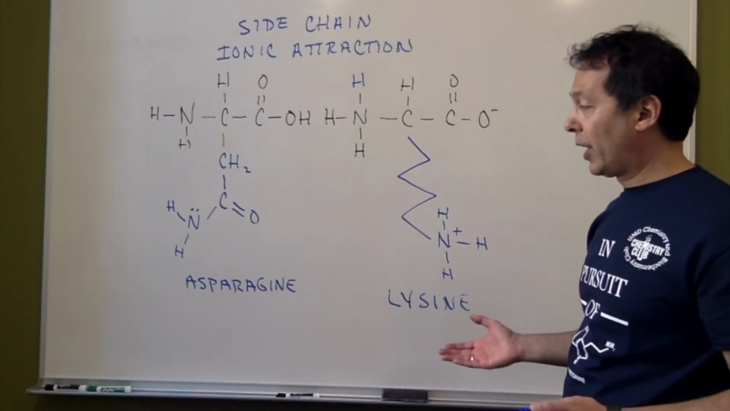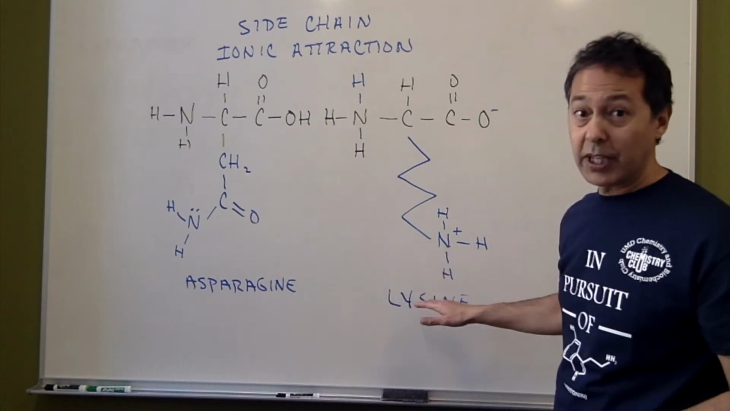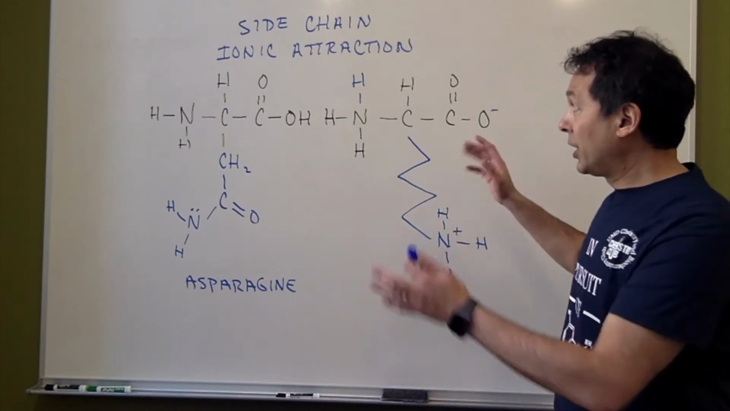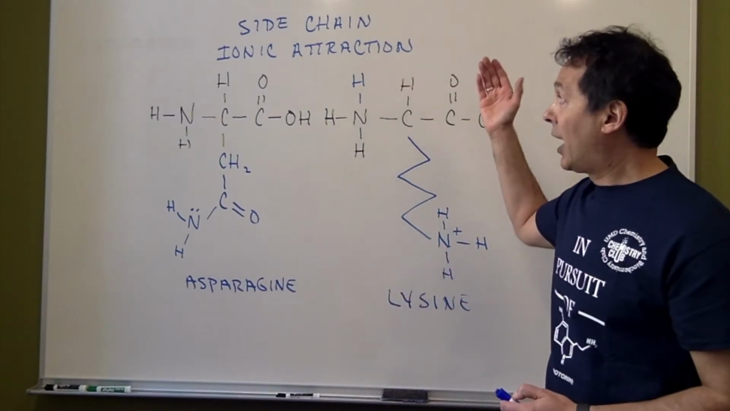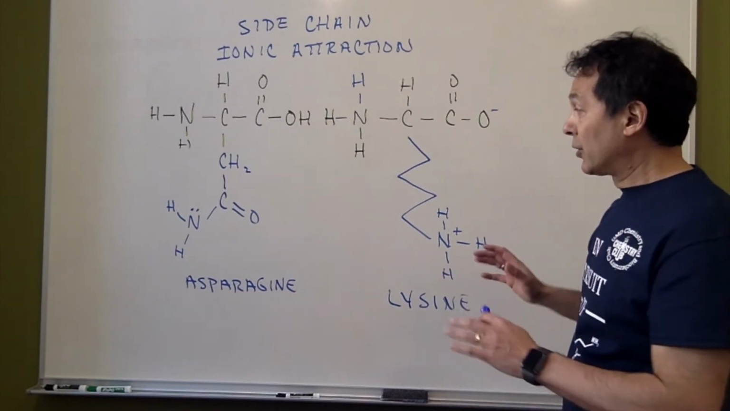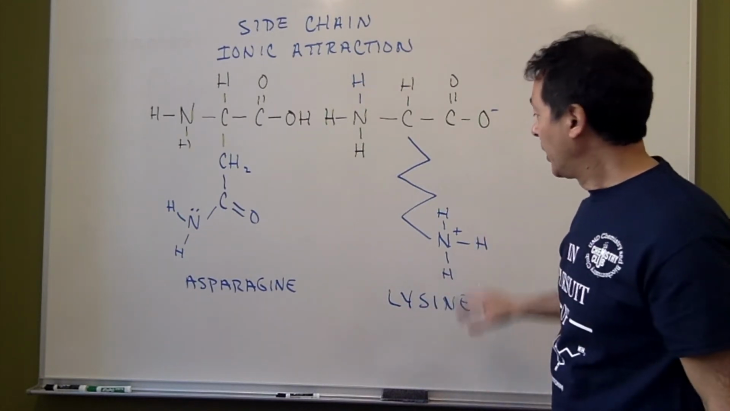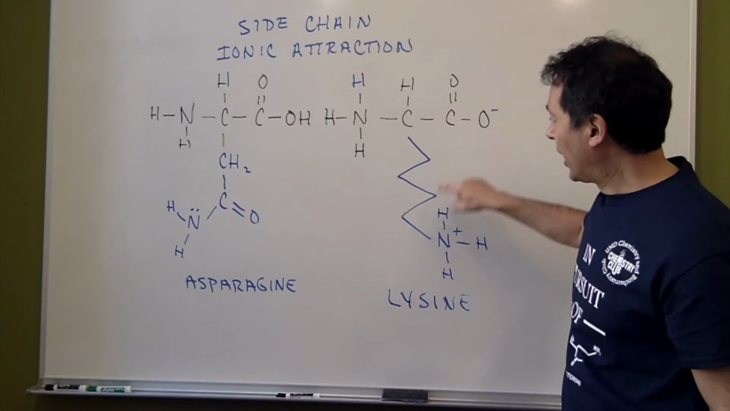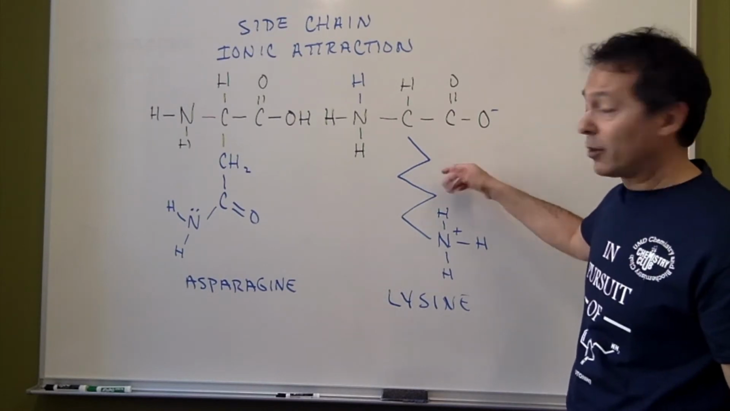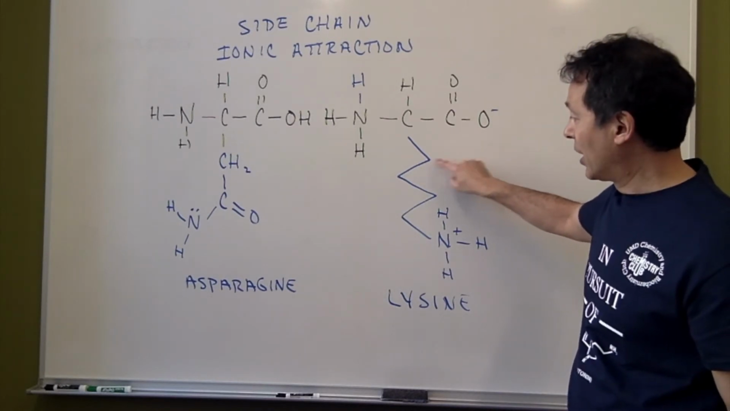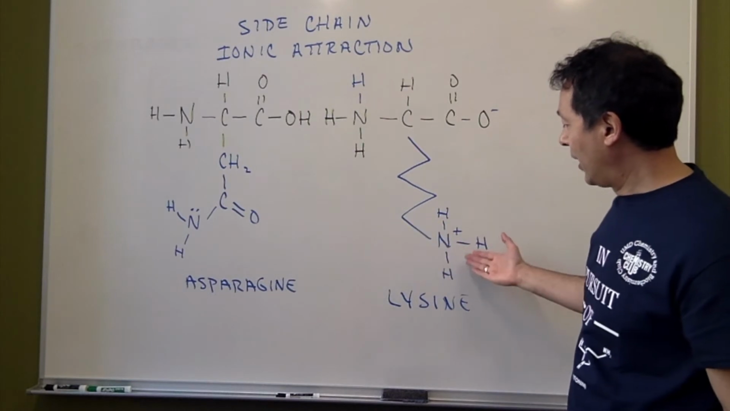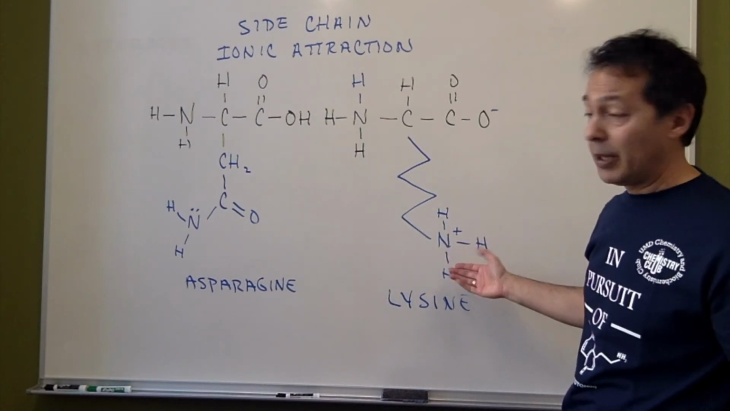With these two amino acids, asparagine and lysine, we're going to take a look at side chain ionic attraction. And so with these two side chains here, written in blue, this zigzaggy line is because I'm too lazy to write out the CH2 groups. There'd be a carbon, carbon, carbon, carbon, and then down here we have an NH3.